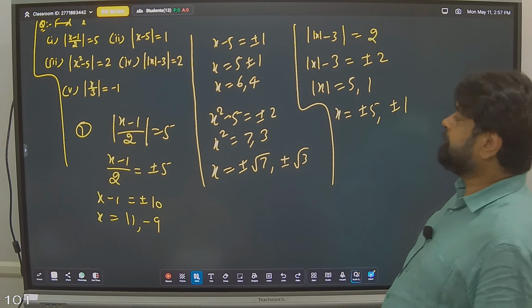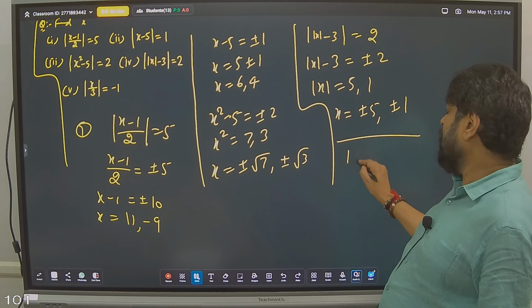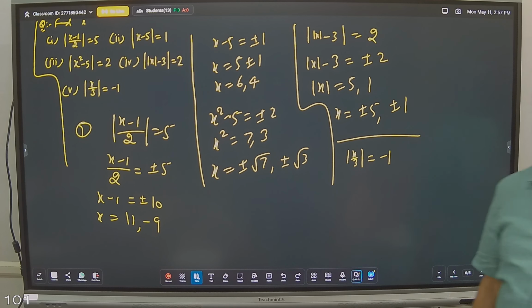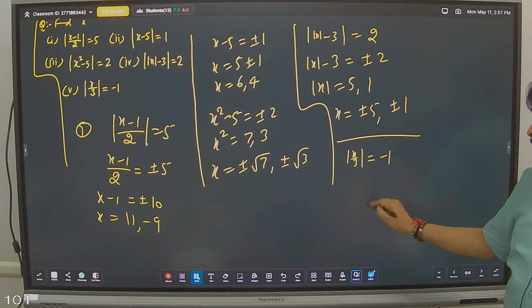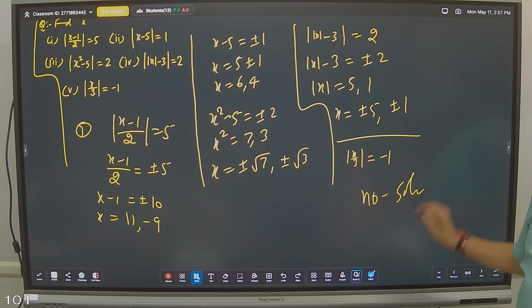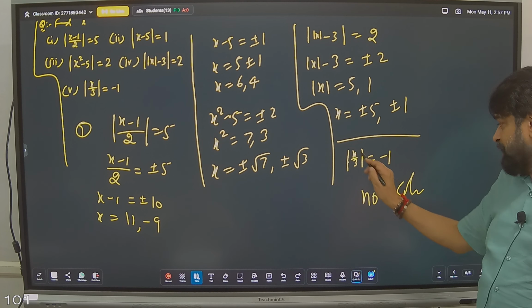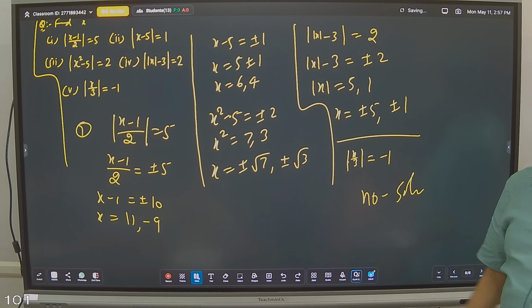Next one. It's asking mod of x by 3 equals minus 1. What is the solution? Plus 3, minus 3? No solution. How many of you got it? Why don't you people use your brain? It is asking for what x the magnitude of x by 3 is minus 1. How is it possible that magnitude can be negative?